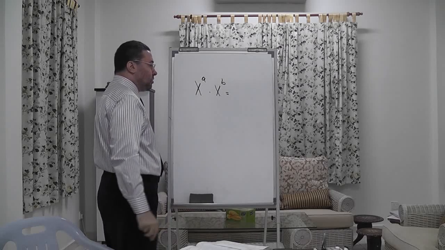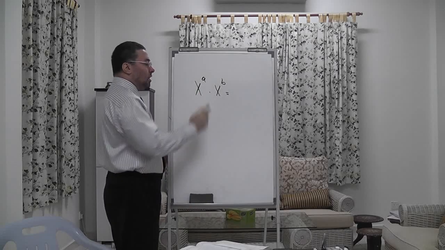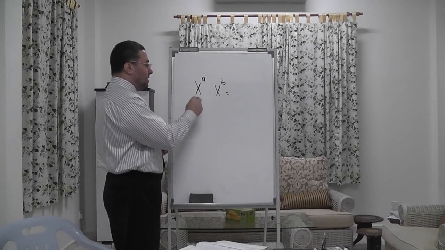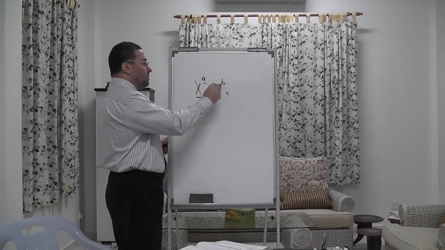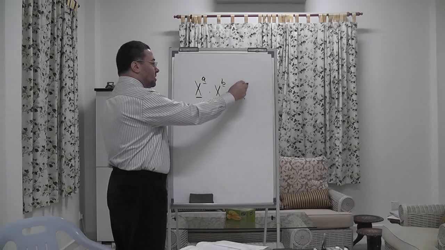Here we apply the rule. We have two numbers, they have the same base, and they are multiplied by each other. Each one has a power. We simply add the powers.